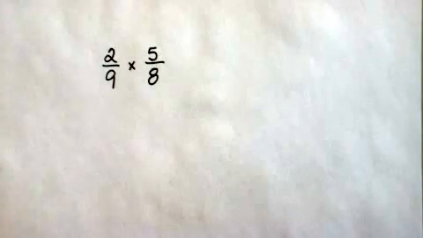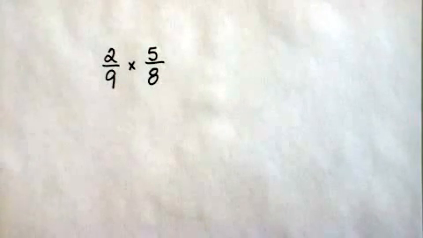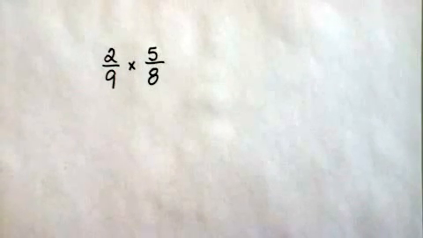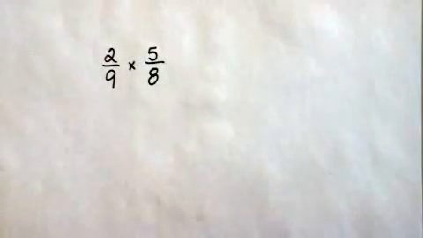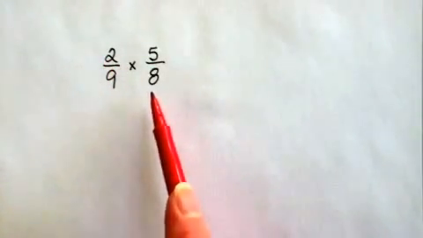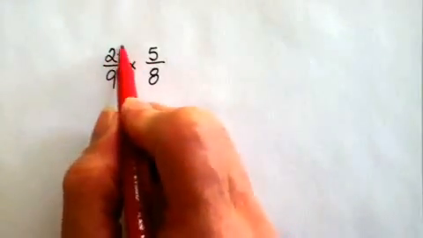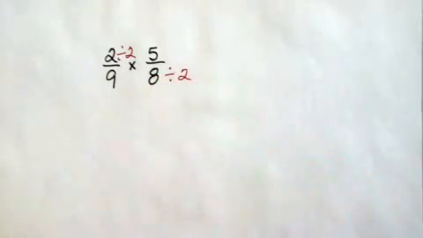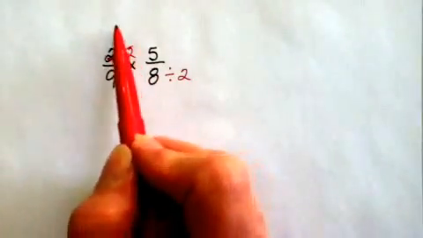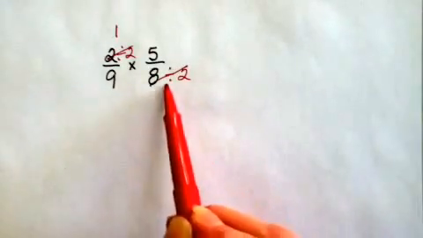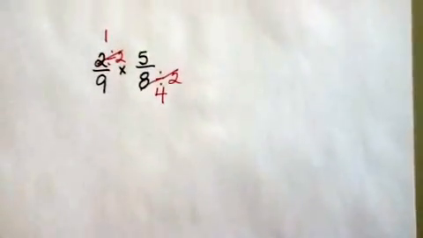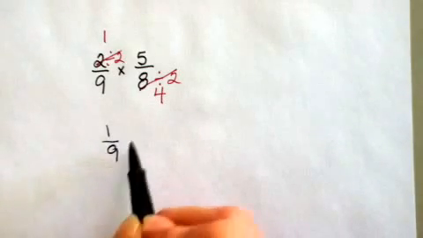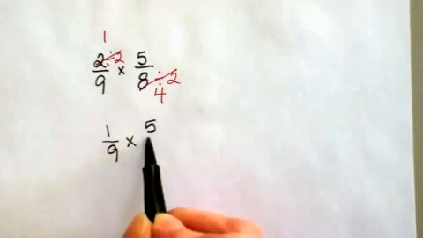In order to pre-reduce, I look for a number in the numerator and a number in the denominator that may have something in common. So, if I look at the 2 and the 8, I see that I can divide them both by 2. And 2 divided by 2 is 1. 8 divided by 2 is 4. And that means my problem becomes 1 over 9 times 5 over 4.